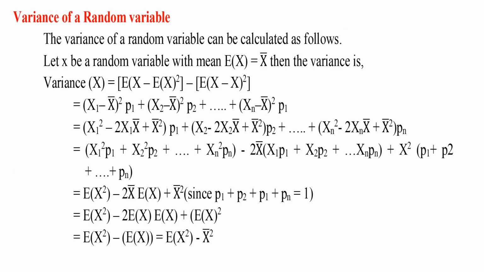Variance of a random variable. The variance of a random variable can be calculated as follows. Let X be a random variable with mean E(X), then the variance is calculated through the equation mentioned here.